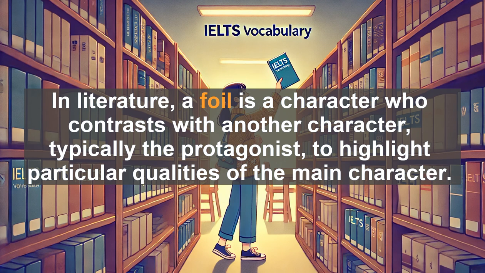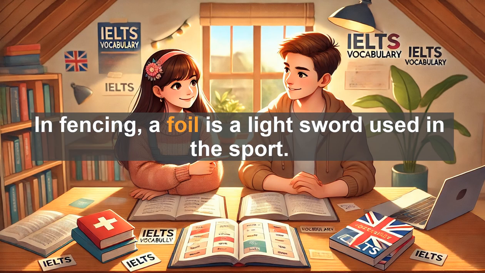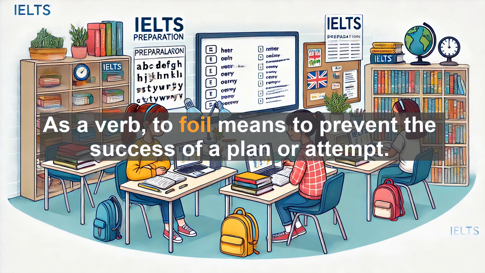In literature, a foil is a character who contrasts with another character, typically the protagonist, to highlight particular qualities of the main character. In fencing, a foil is a light sword used in the sport. As a verb, to foil means to prevent the success of a plan or attempt.